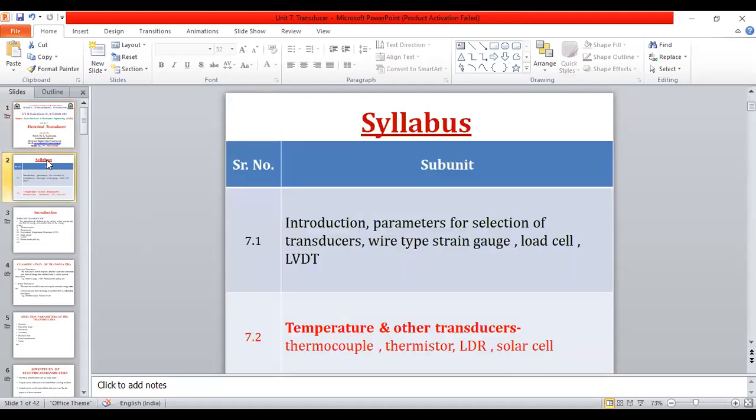So the syllabus for your subject: the first one is the introduction. What do you mean by a transducer? Introduction of transducers, and what types of transducers there are. All these things we are going to discuss here.